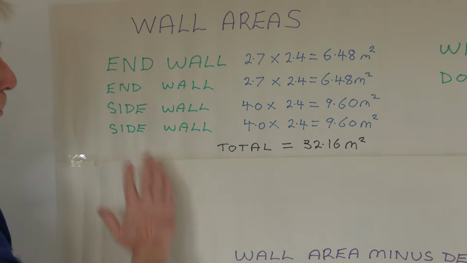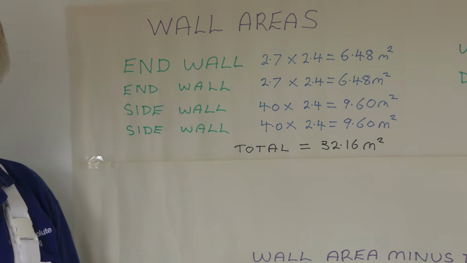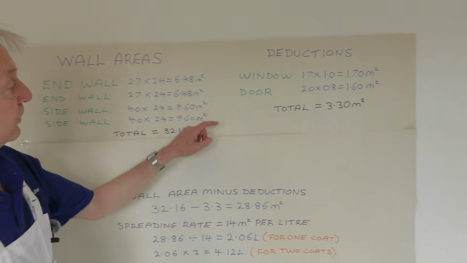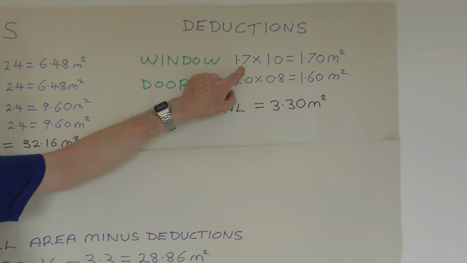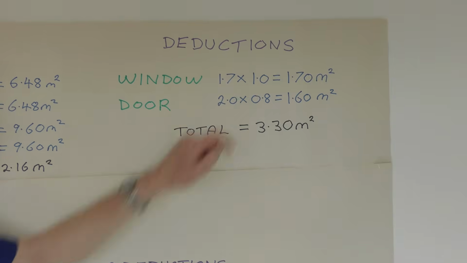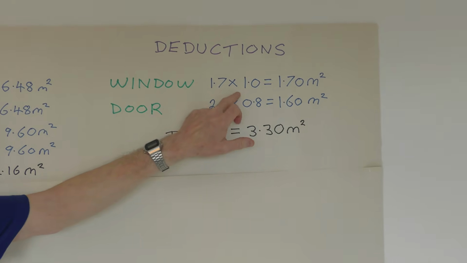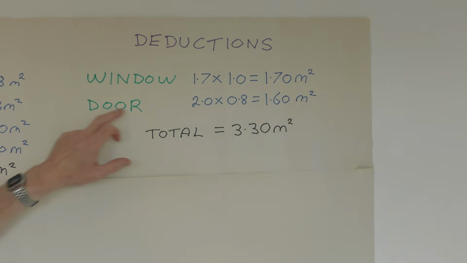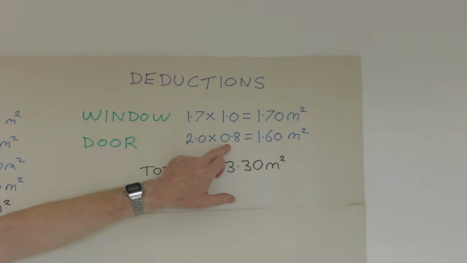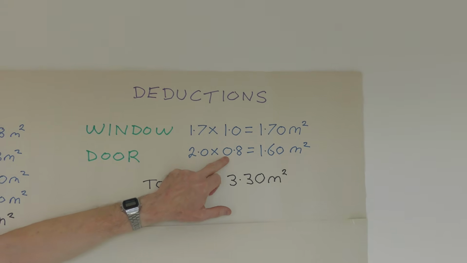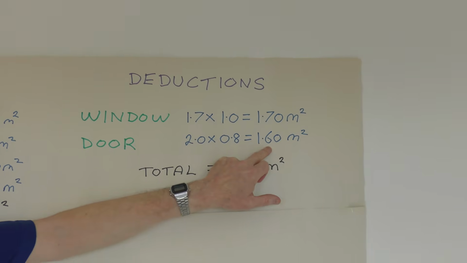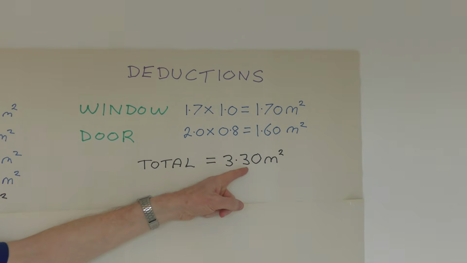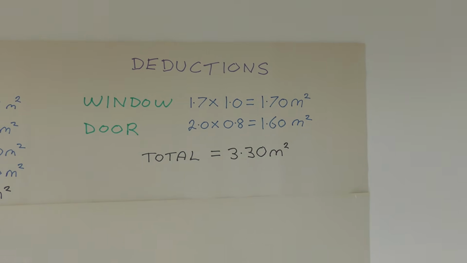32.16 metres squared. Now we need to work out the deductions, the areas we're not going to be painting, the window and the door. I've measured the window, and it's 1.7 metres long and a metre high. So 1.7 times 1, obviously, is 1.7 metres squared. The door, 2 metres high, 0.8 metres wide. 2 times 0.8 gives you 1.6 metres squared. Then we've got to add those two numbers together and that gives us a total of 3.3 metres squared of area we're not going to paint.